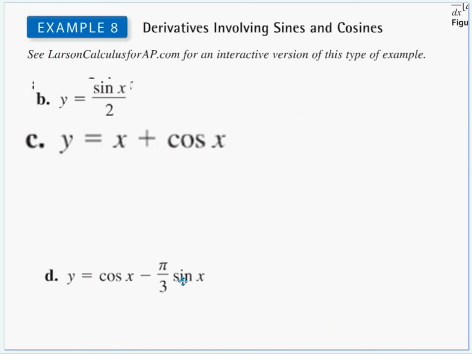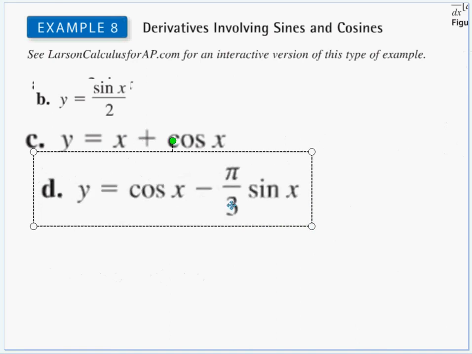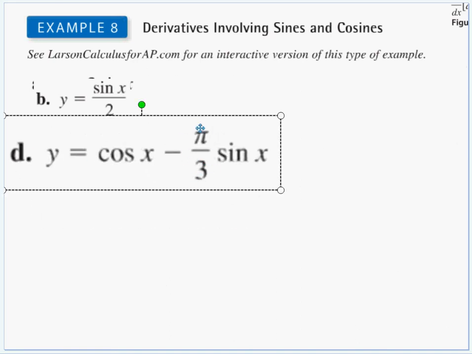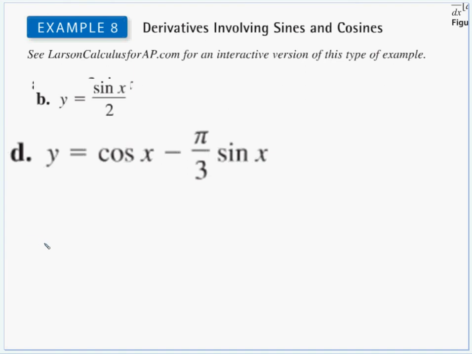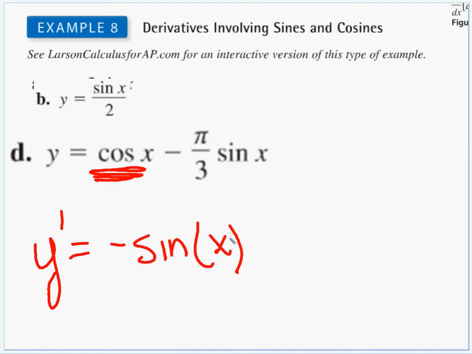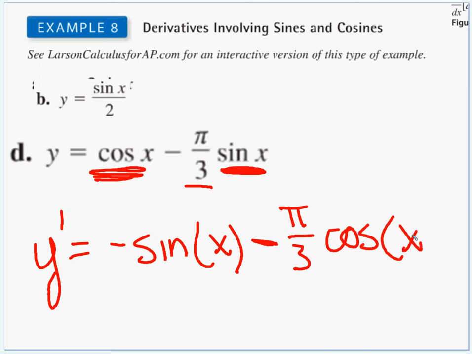Letter D. Ooh, one of each in there. Pi over 3 is just a constant, and it's being multiplied, so it's a constant multiple. It's just going to come along for the ride. Y prime equals: the derivative of cos x is negative sine x, and then minus this constant times the derivative of sine, which is cos x. Negative sine x minus pi over 3 times cos x.